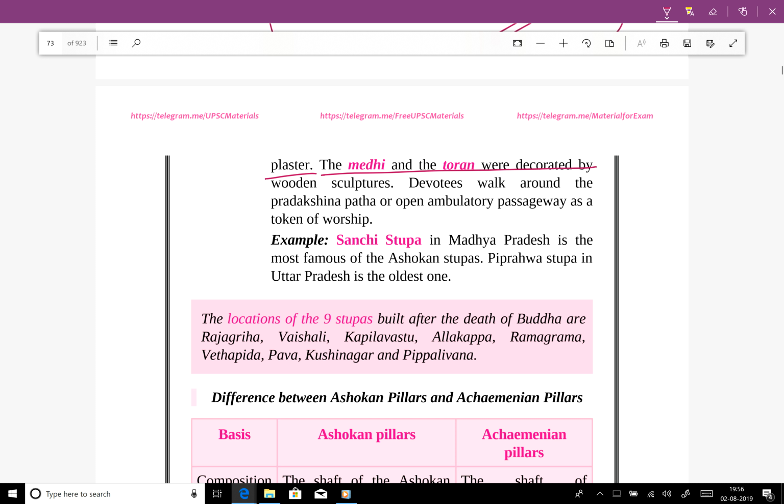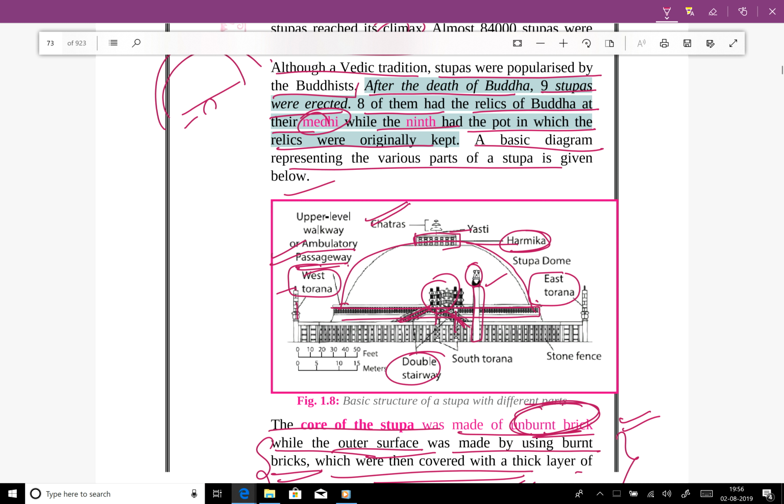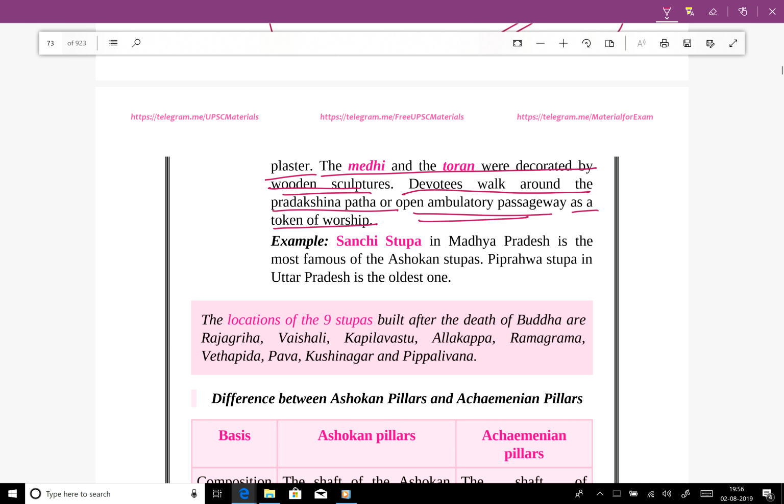The Medhi and the Torana were decorated with wooden sculptures. Devotees walk around the Pradakshina Patha, or open ambulatory pathway, as a token of worship. See, this is the open ambulatory pathway around which the devotees would circumambulate the stupa. Example: Sanchi Stupa in Madhya Pradesh is the most famous of the Ashokan stupas. Piprahwa Stupa in Uttar Pradesh is the oldest one.